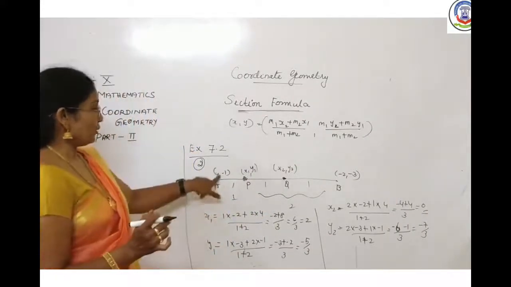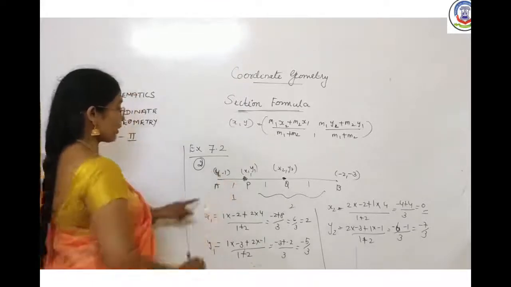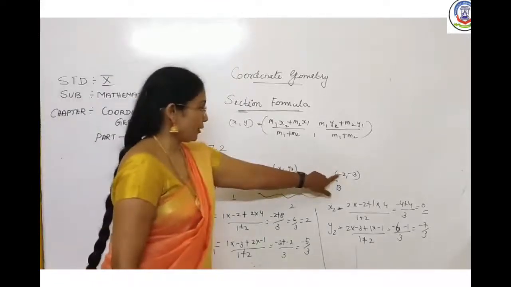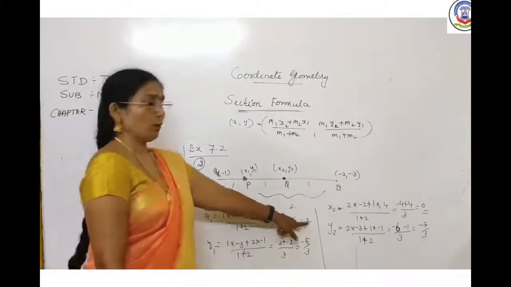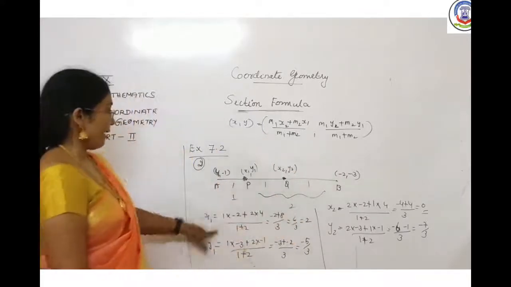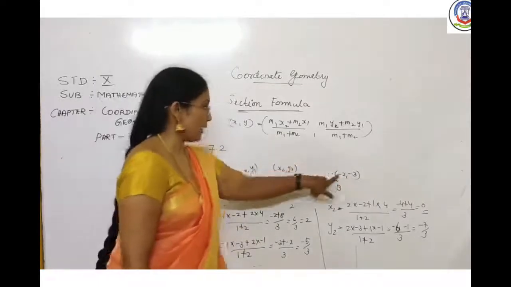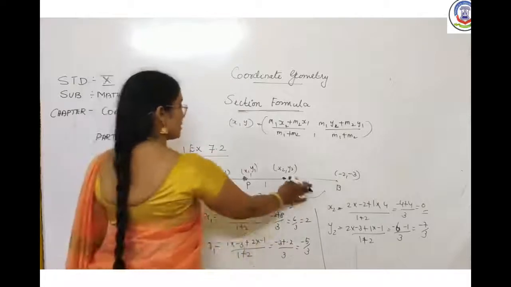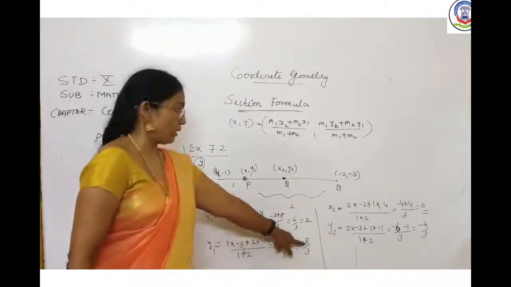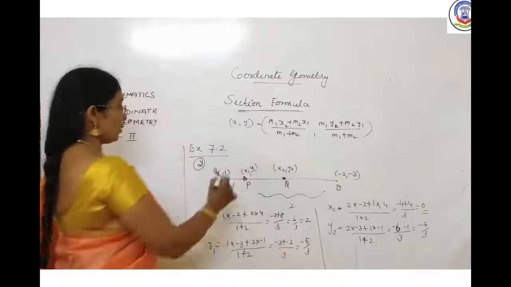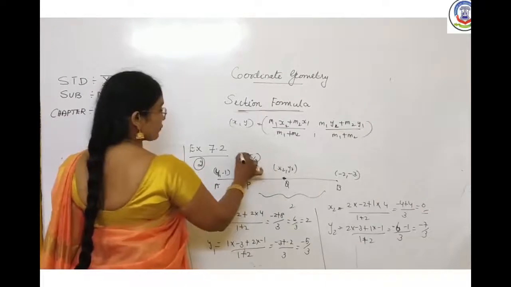Now you will get x1 by applying the section formula: 1 into -2 plus 2 into 4 divided by 1 plus 2. You will get the answer 2. In the same way, y1 you will get: 1 into -3 plus 2 into -1 divided by 3. So you will get -5 by 3. That means the x coordinate and y coordinate of this point you got are 2 and -5 by 3.